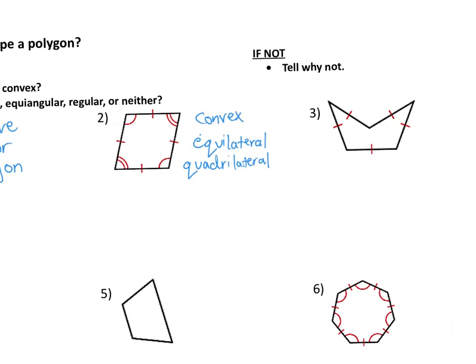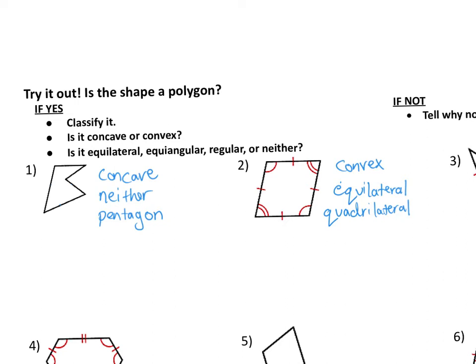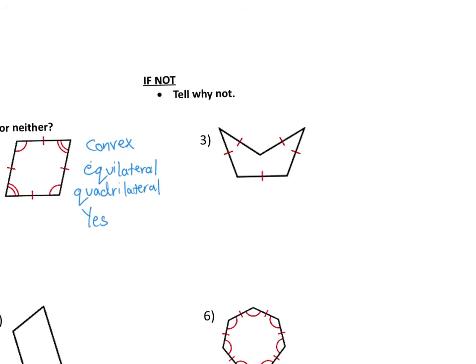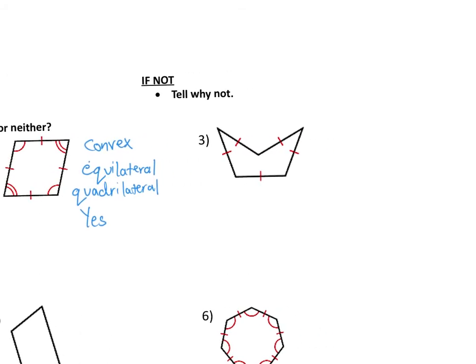Let's see here. This next one, wait. Try it. Is the shape a polygon? Oh, yes, it is a polygon also. Number 2, it is a polygon. Number 3, it is a polygon and all the sides are the same, so it is equilateral.